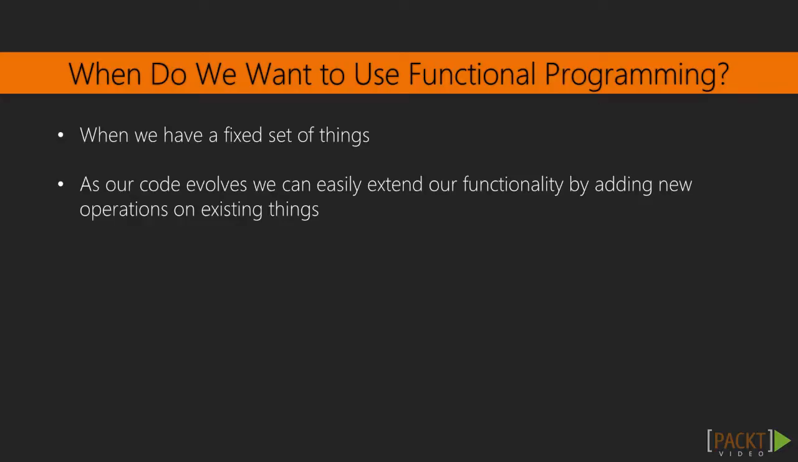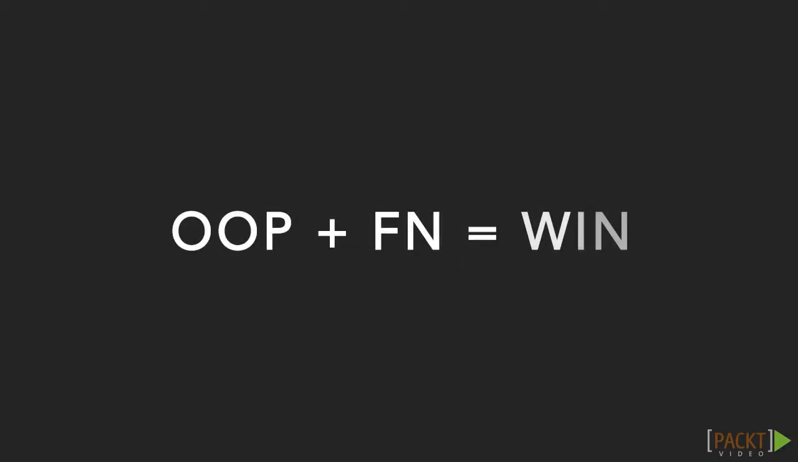When do we want to use functional programming? Functional languages are ideal for when you have a fixed set of things, and as our code evolves, we can easily extend our functionality by adding new operations on existing things. That said, we can always use functional programming concepts within OOP.